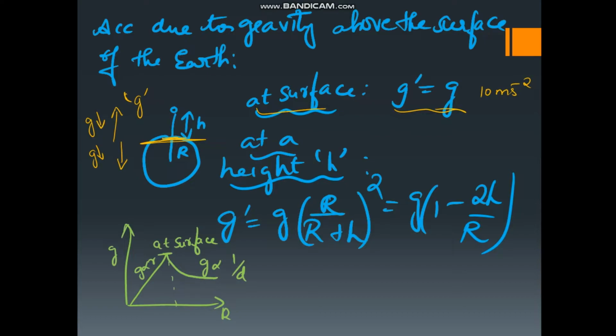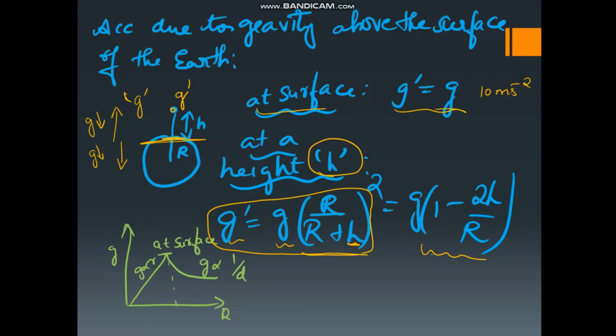Now let us find what is the acceleration due to gravity at a height h. At height h, acceleration due to gravity g dash is given by g into (R by R plus h) the whole square. R is the radius and h is the height. We can also represent it by g into (1 minus 2h by R). Both formulas find applications according to the conditions given in the question. You have to decide which formula to use. g into (R by R plus h) the whole square is approximately g into (1 minus 2h by R), where R is the radius.